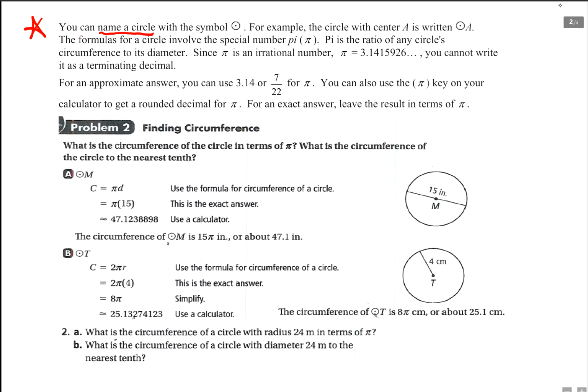You name a circle with this symbol. That says circle. And then we use its center point, whatever letter that is, its name. So a circle with center A is written like that. That is circle A. And circles involve pi, and you should know this. Pi, and the symbol pi. You probably know that pi is the ratio of any circle's circumference to its diameter.